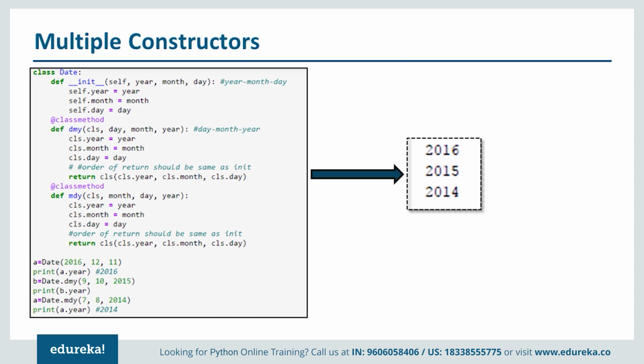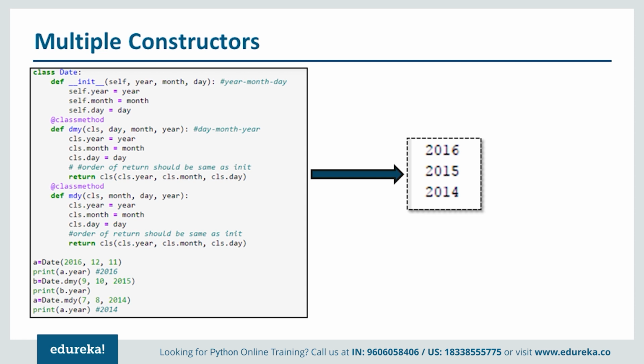Now when we do the initialization, when I say a is equal to date 2016, 12 and 11, this is the initialization I am doing. Now I simply did a.year, which means I am trying to fetch the year attribute. If I say print a.month, then the particular month value will be printed, and if I say a.date, then the particular day value will be printed. This is happening because of the init constructor.